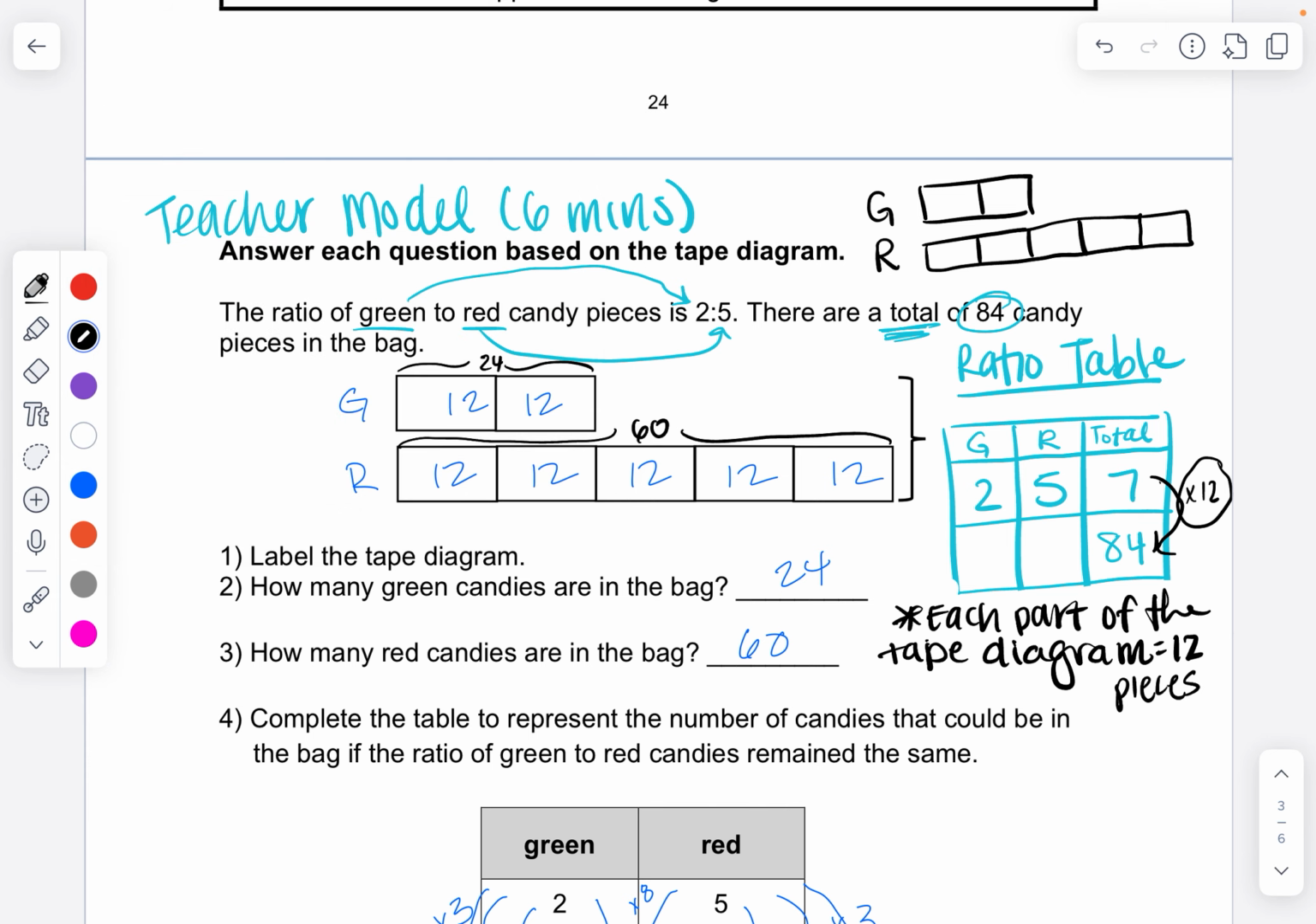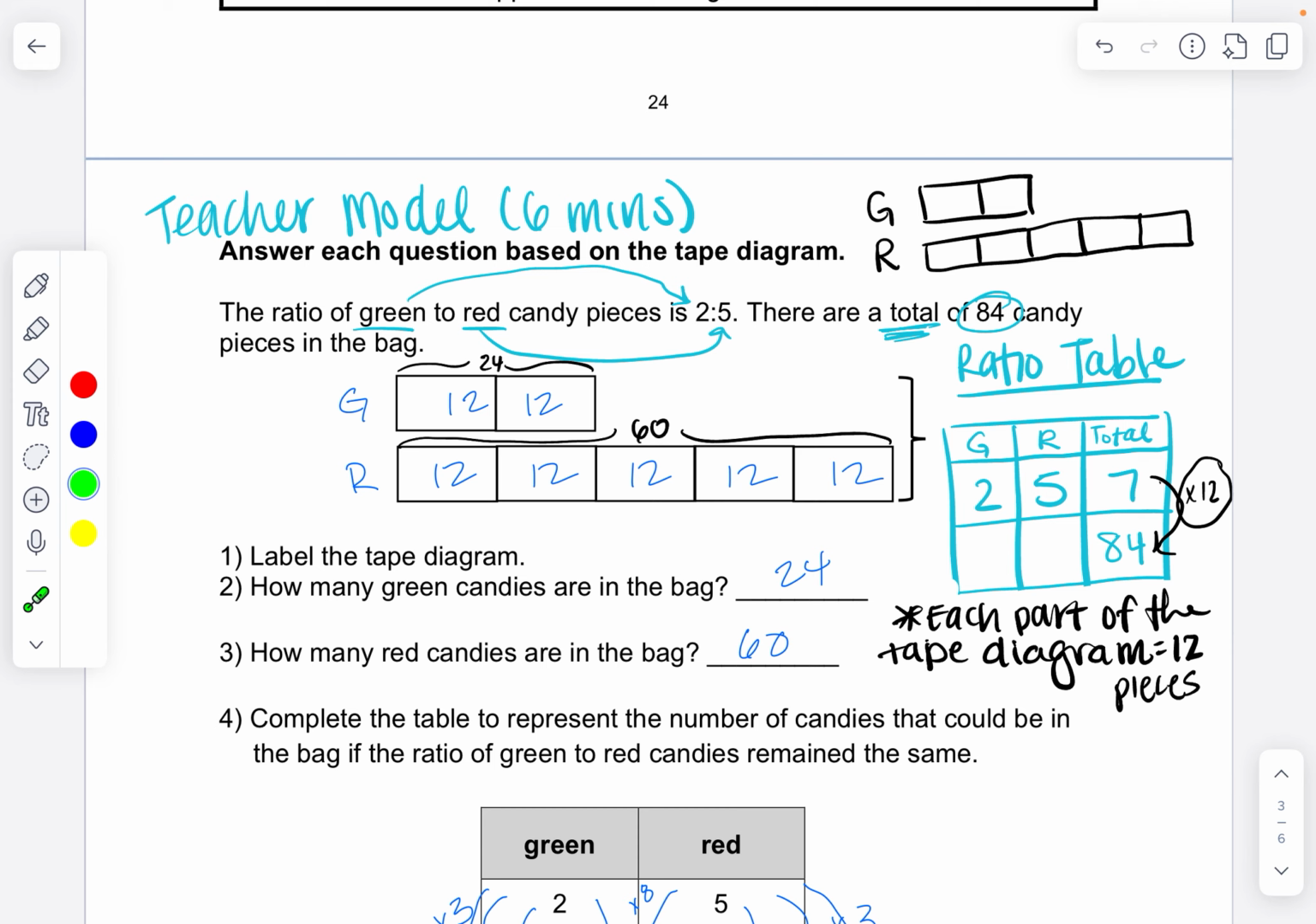They tell you that there are a total of 84 candy pieces in the bag. So I want you all to show students ratio tables for this example, because students have worked with ratio tables. We're going to bring it back so it can help us with our tape diagram.